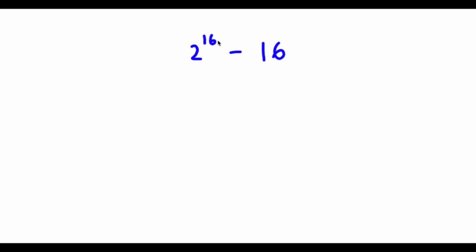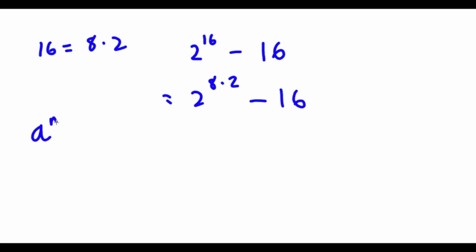Alright, so I have 2 to the power of 16 minus 16. Now 16 here is the same thing as 8 times 2. So now I can rewrite this as 2 to the power of 8 times 2 minus 16. And now, if I have something in the form a to the power of m times n, this is equal to a to the power of m to the power of n.